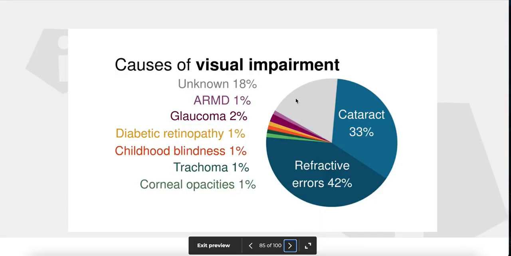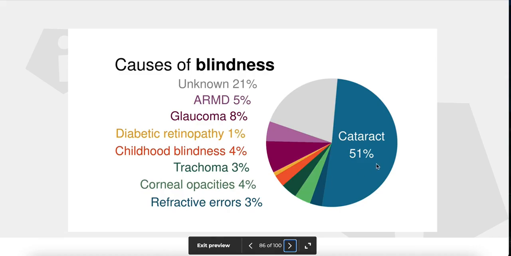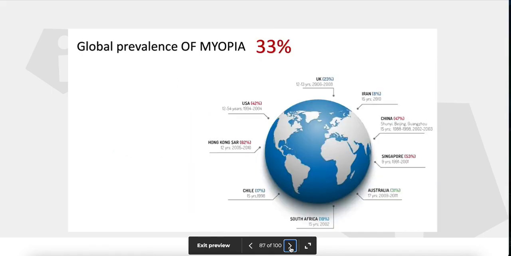So these questions usually appear in the public health section of the clinical ICO. And so let me tell you, the commonest cause of visual impairment is uncorrected refractive error, followed by cataract. But for causes of blindness worldwide, the most common cause of blindness will be cataract. The prevalence of myopia is about 33%, making it the most common ocular problem worldwide, and also the most common refractive error.